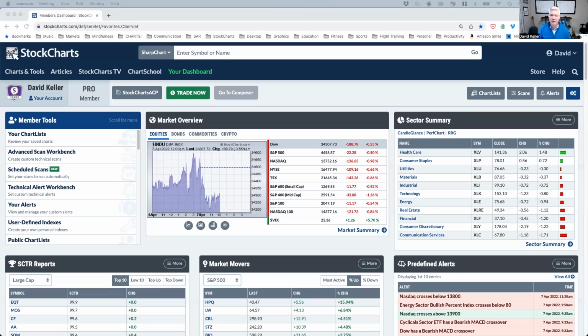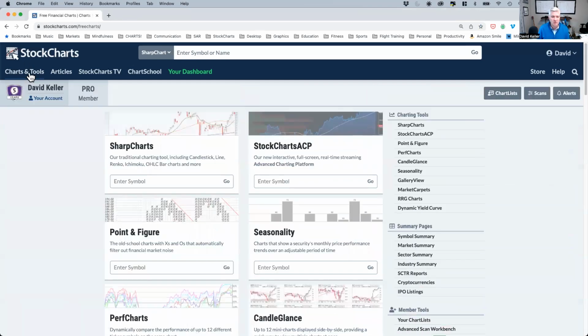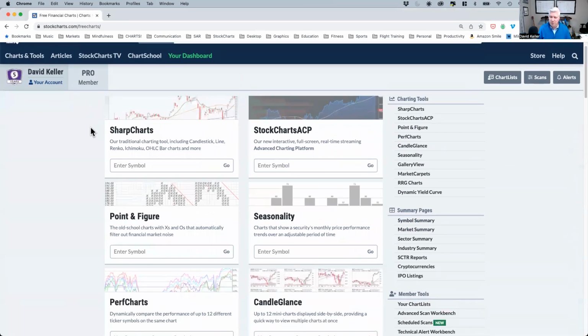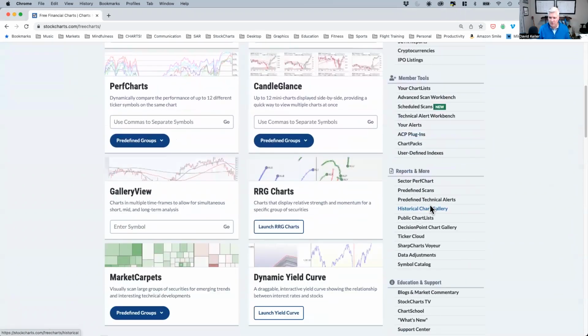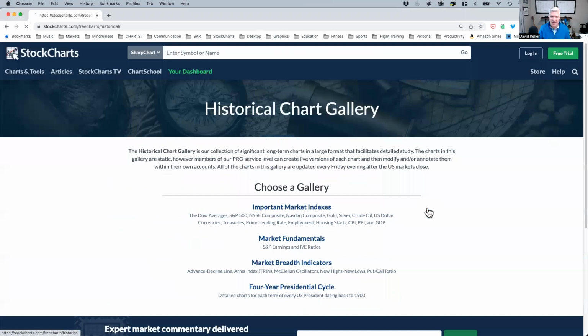And you can actually look at historical bubble phases and see what's actually gone on. The way you get to our historical chart gallery, by the way, is in the upper left corner of our platform. There's a link that says Charts and Tools. This is a really good place to familiarize yourself with all the different features. And as we go down here on the right, you will see Historical Chart Gallery.